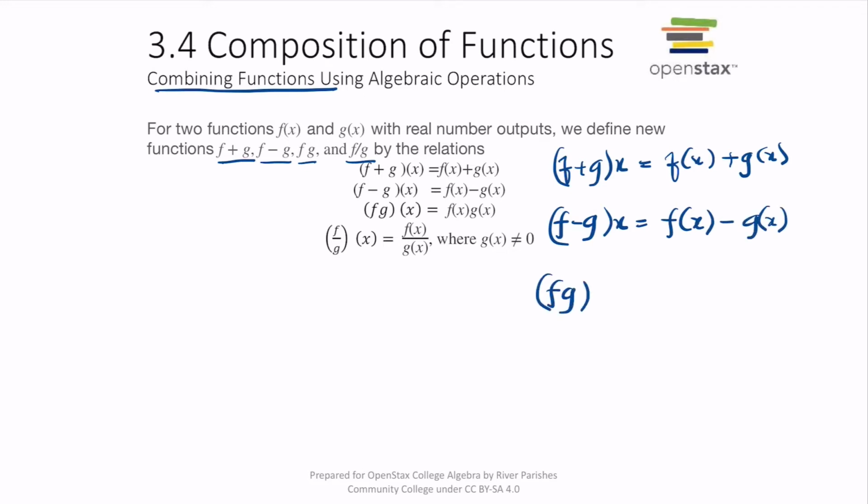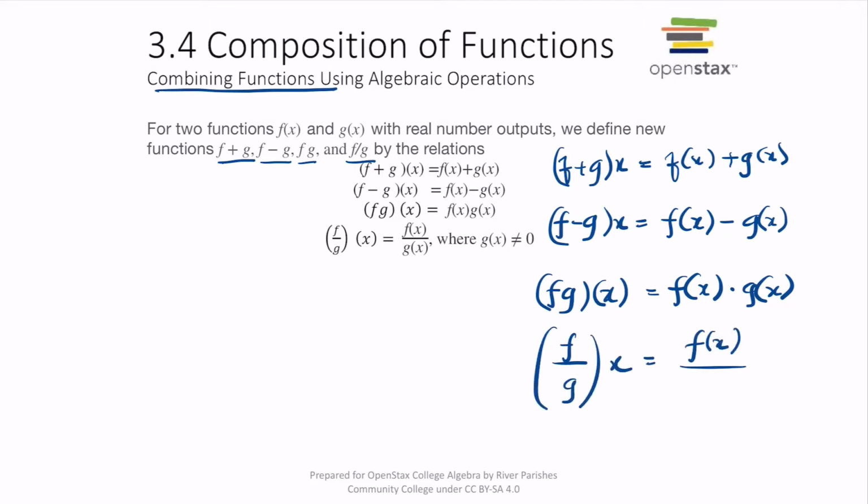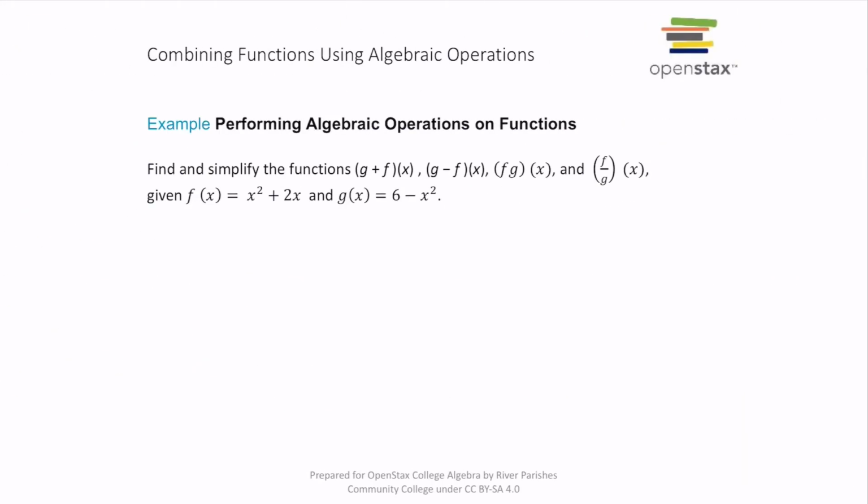(fg)(x) can be written as f(x) times g(x), and (f/g)(x) becomes f(x) over g(x). This is only under the condition that g(x) is not equal to 0. So with this condition, let's try a simple problem.